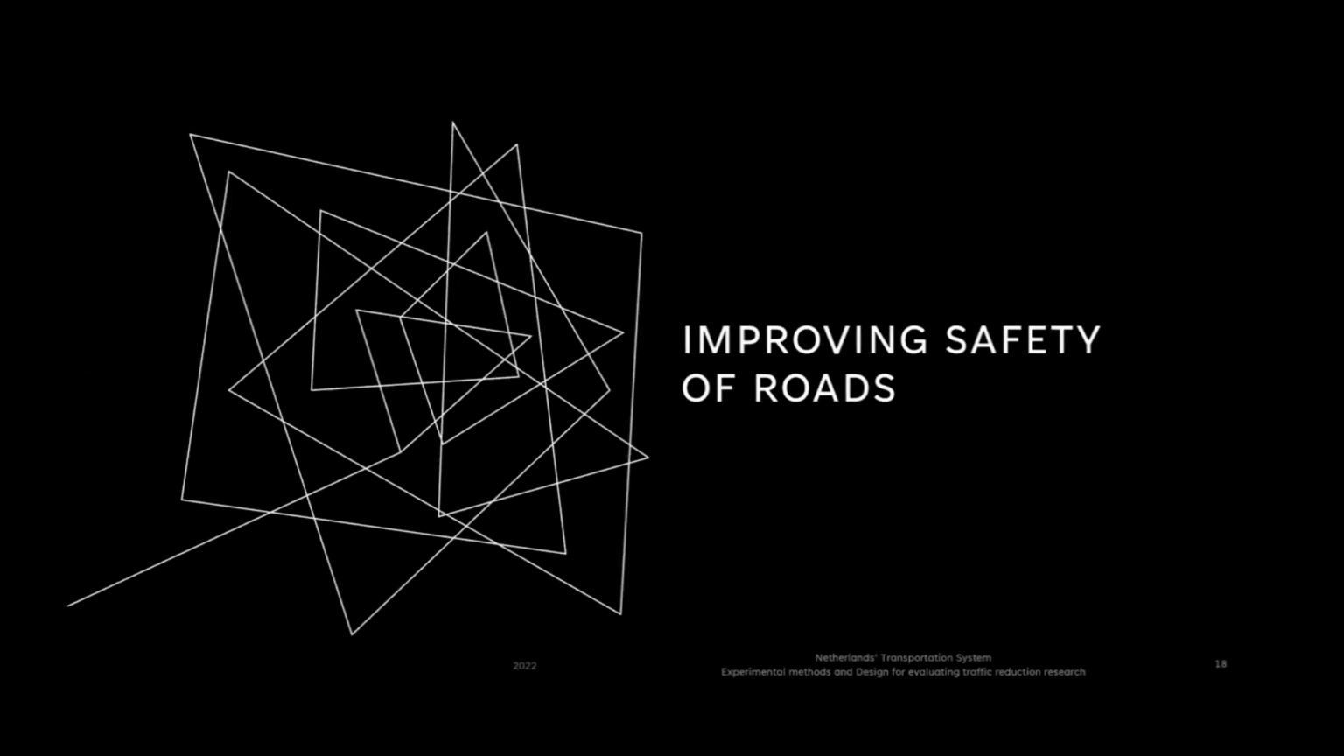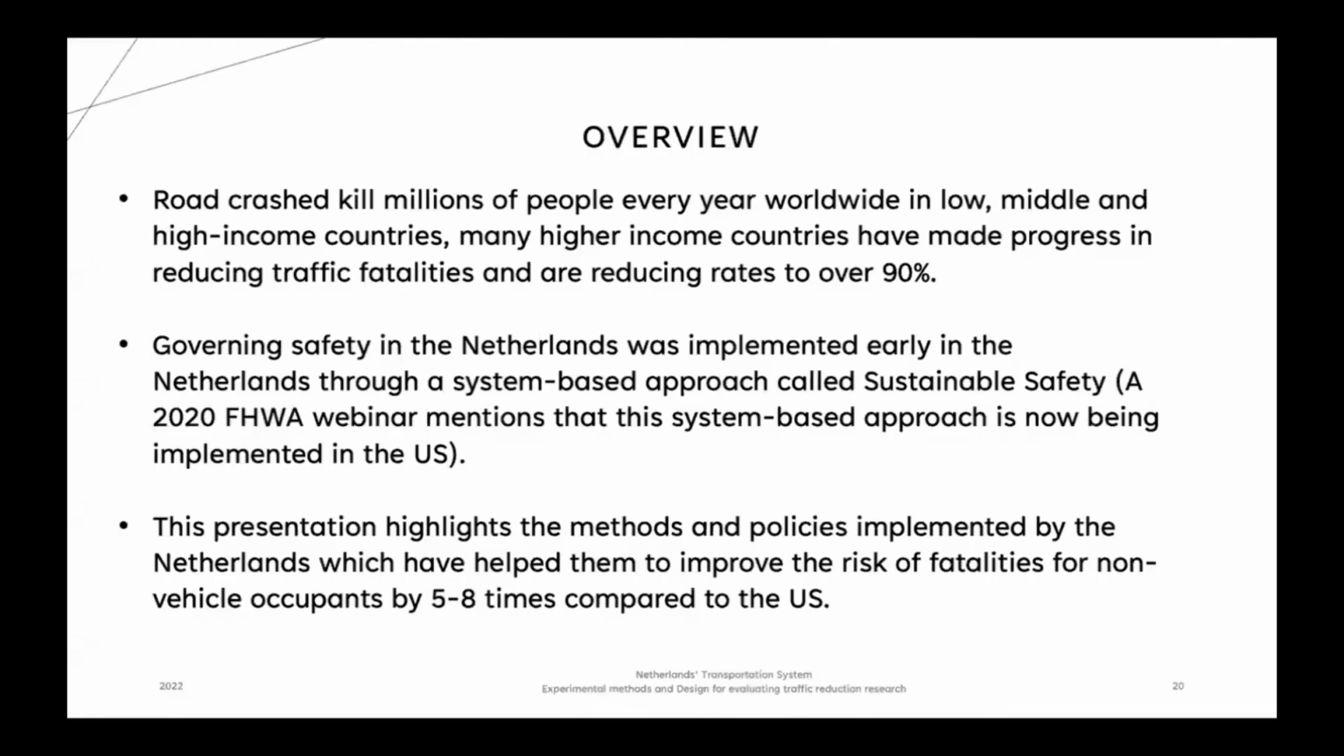Thanks, Malik. So I'm going to be talking about improving the safety of roads. Road crashes kill millions of people every year worldwide in low, middle, and high-income countries. Many higher-income countries have made progress in reducing traffic fatalities, reducing rates by over 90%. This presentation is going to highlight the methods and policies that were implemented by the Netherlands, which have helped them to reduce the risk of fatalities for non-vehicle occupants by 5 to 8 times compared to the US.